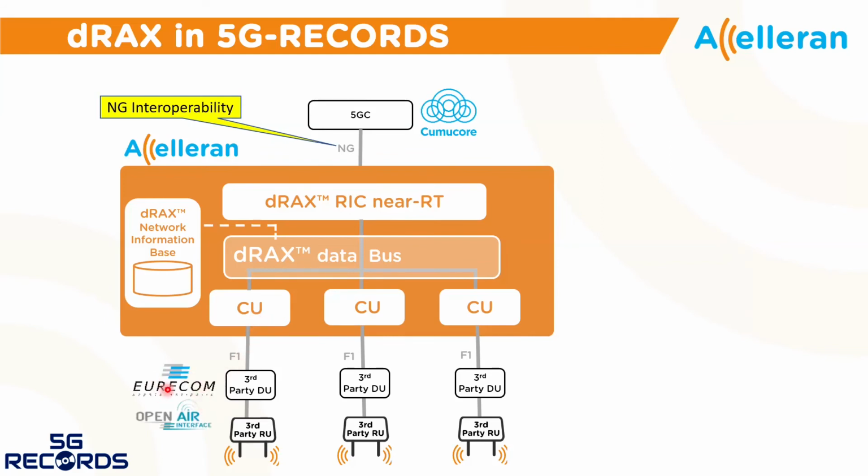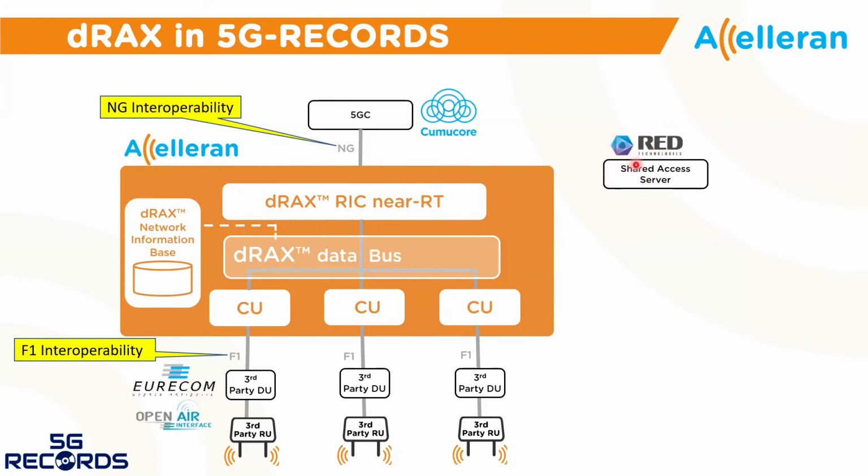Eurecom provides the DU and RU components in the testbed using an OpenAir interface implementation. The standardized interface between the CU and the DU is the F1, and one important task in here is also to validate the interoperability of this F1 interface.